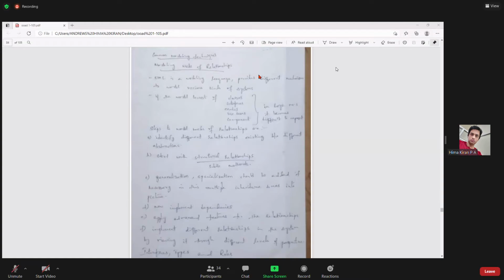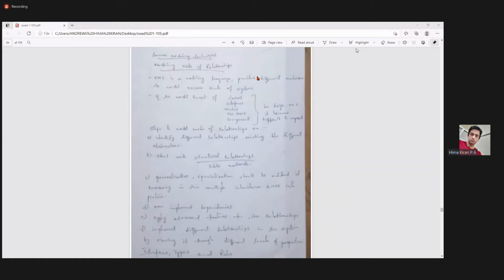Various relationships. That means if in a particular model or design many relations exist, then how do we have to design that particular model? For example, if you consider a use case diagram, we consider only the association relation, and that too a unidirectional association.